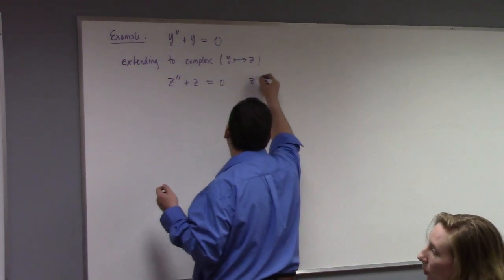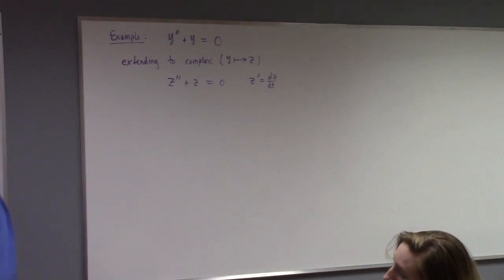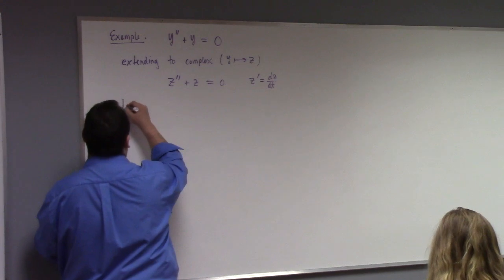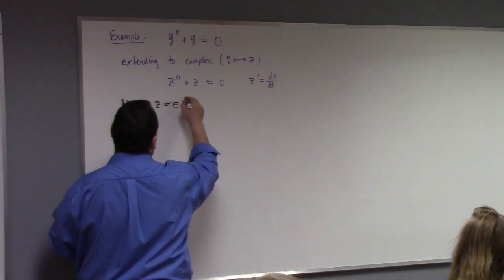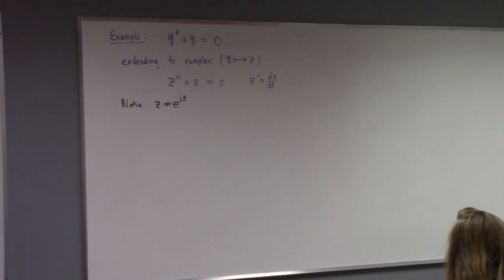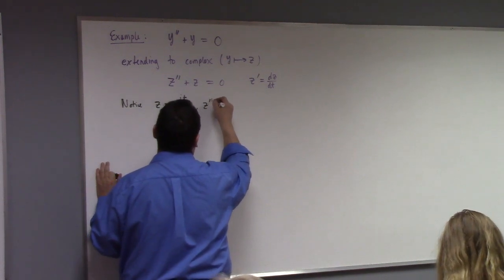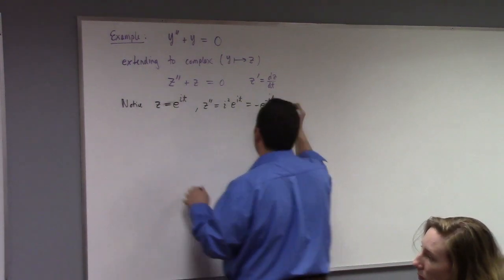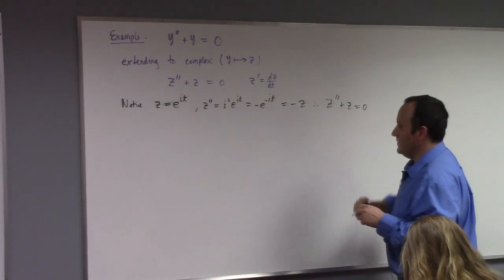Here z prime is dz dt. And if you have some background in complex analysis or just calculus too, really, notice that z equals e to the it. Z equals e to the it is what? It's a solution, right? Because z prime prime is i squared e to the it, which is minus e to the it, which is equal to minus z. Therefore, z prime prime plus z equals 0.